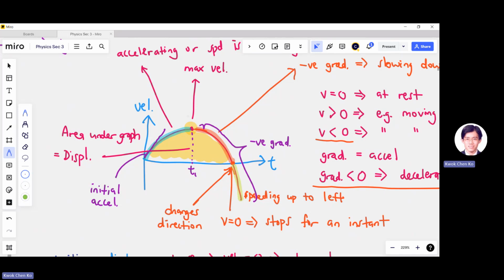And you notice this point, what's the gradient? Yeah, t1. This point, what's the gradient? Oh. Yes, good. 0. Meaning what? Acceleration is 0 too. Yeah, so how does it look like?